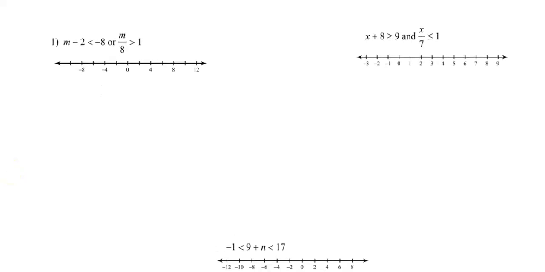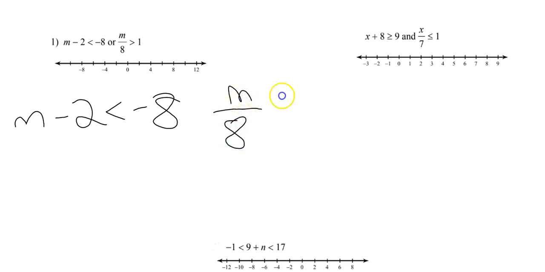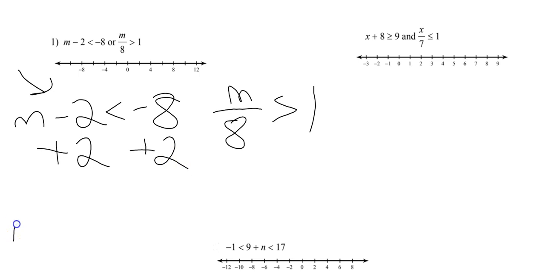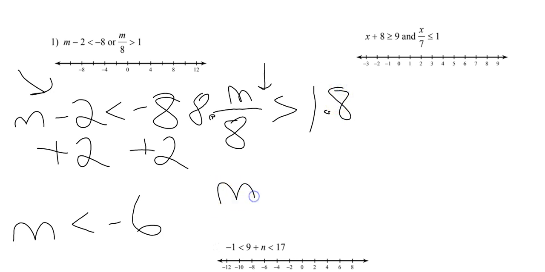We'll break it up into m minus 2 is less than negative 8, and m divided by 8 is greater than 1. So if we solve this first one, same thing, we're getting our m alone, add 2 to both sides. We'll get m is less than negative 6. For the second one, to get m alone, we're going to multiply it by 8 on both sides. So I get m is greater than 8.